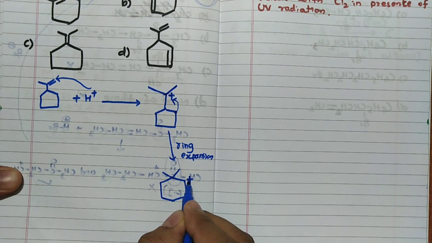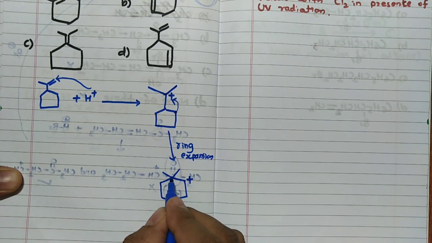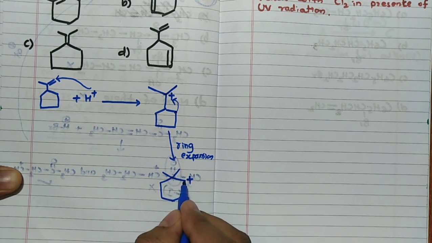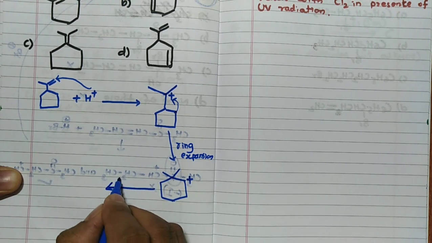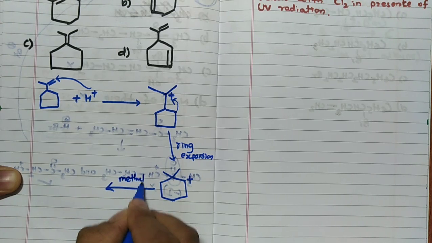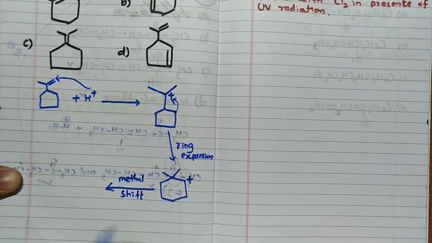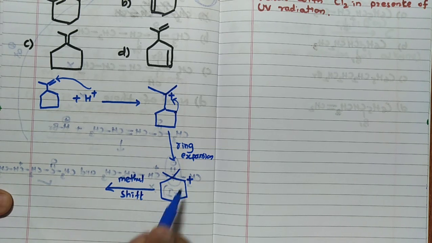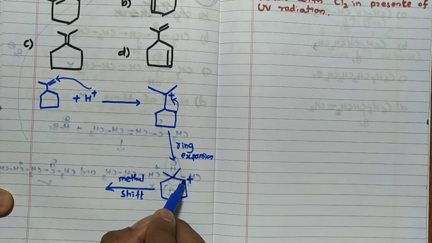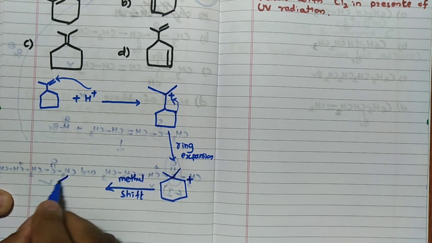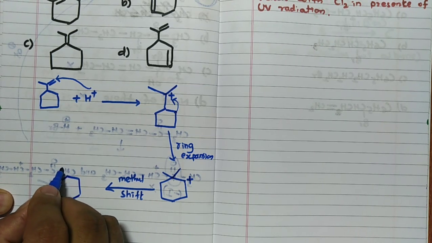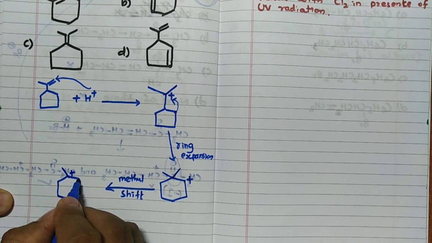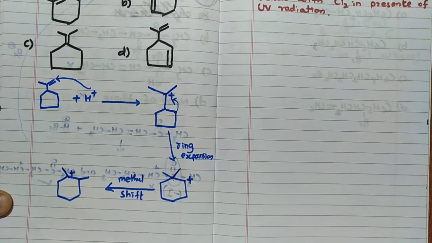But remember, this carbocation after ring expansion is secondary. This is a quaternary carbon. This is secondary. So hence it is not stable. Hence remember, immediately what happens? Methyl shift takes place. Methyl shift means this methyl group will shift here. The carbocation will shift here to make a tertiary carbocation. So like this. So here one positive charge, and here the methyl group is going to form.